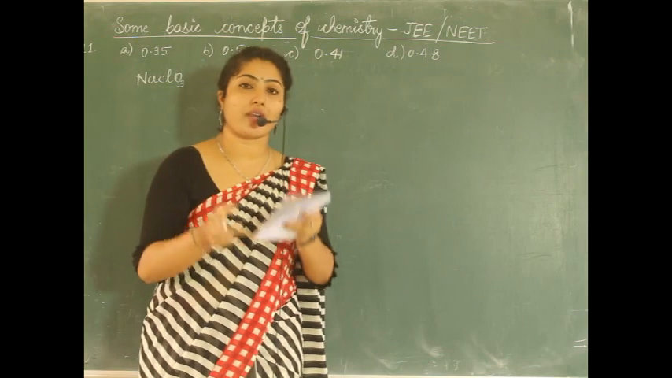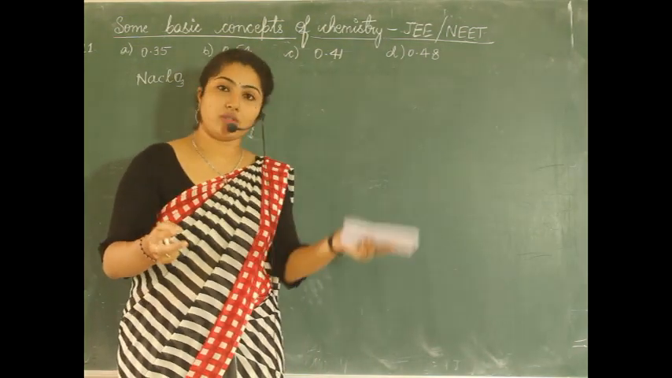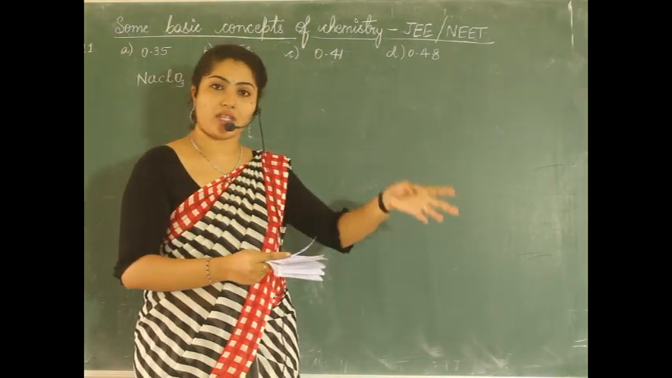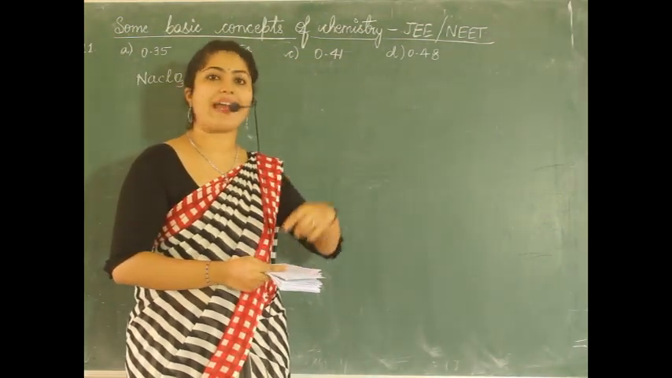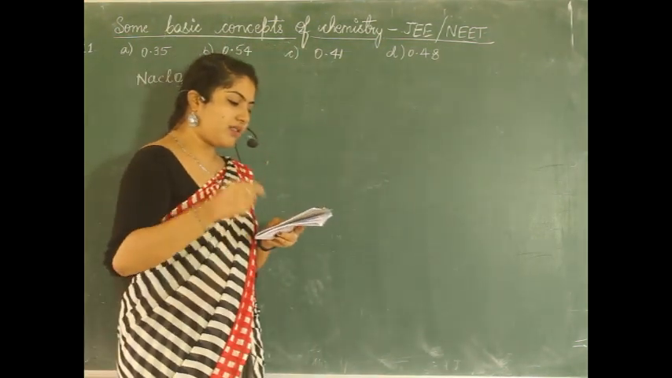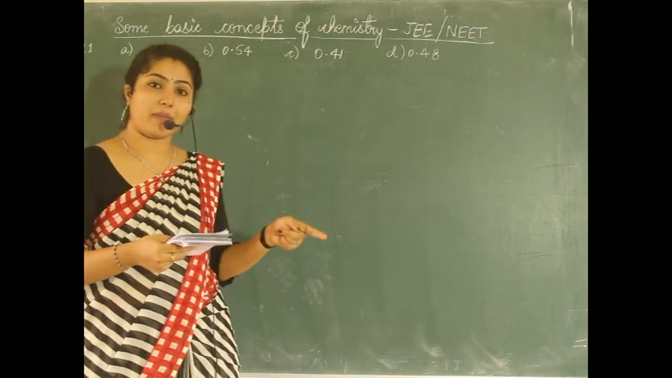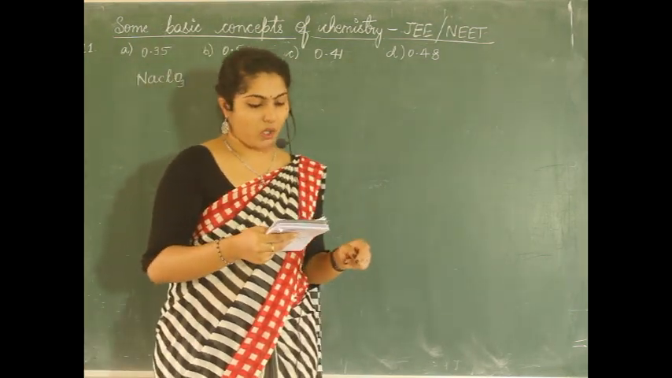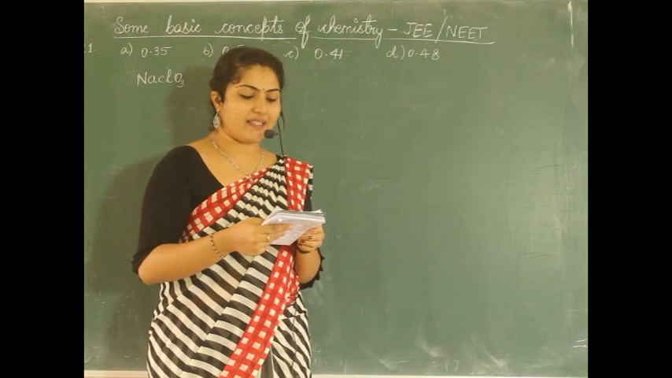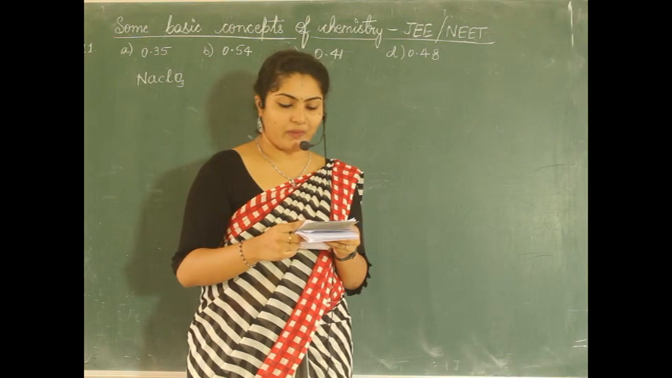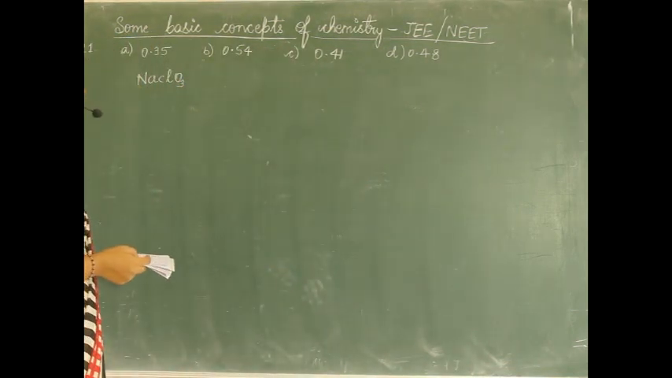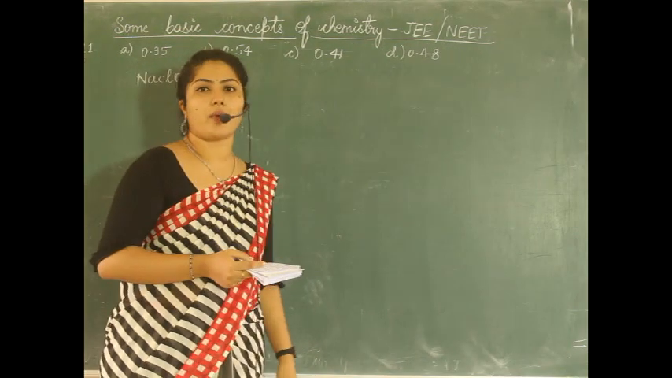So what is happening? You're heating sodium chlorate, which is getting converted into sodium chloride with the loss of oxygen, meaning along with sodium chloride, oxygen gas is escaping. The residue, sodium chloride, is dissolved in water and precipitated as AgCl. The mass of AgCl in grams obtained will be. The options are 0.35, 0.54, 0.41 and 0.48.